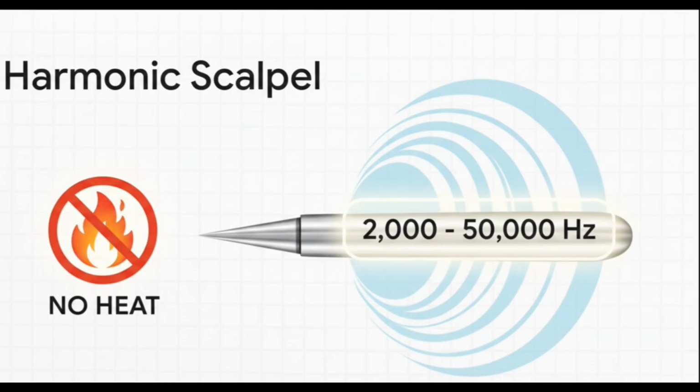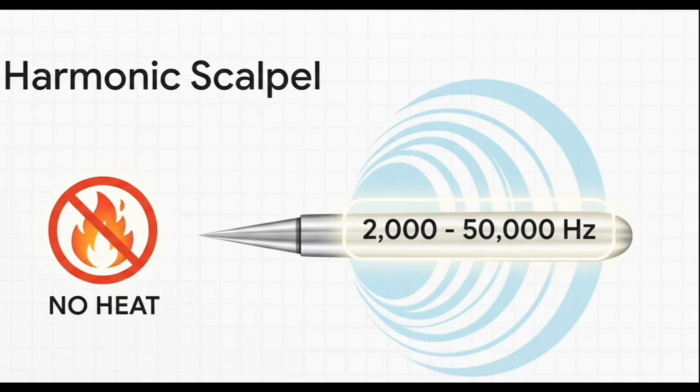The big secret of the Harmonic? It doesn't use electric current passing through the tissue at all, not one bit. It works purely on an ultrasonic principle. The metallic blade actually physically oscillates back and forth at massive speeds. We're talking between 2,000 to 50,000 hertz. This intense mechanical friction causes protein denaturation and coagulation.